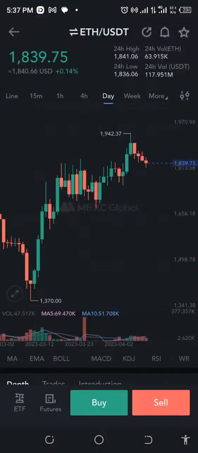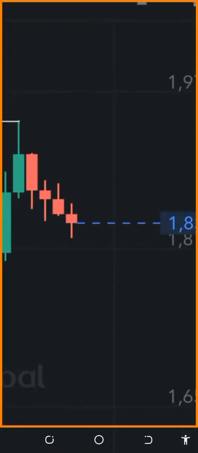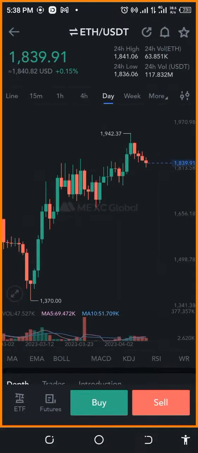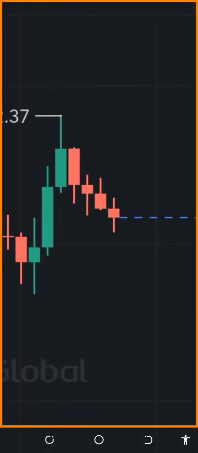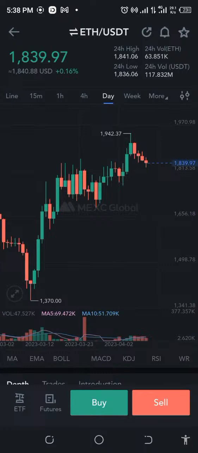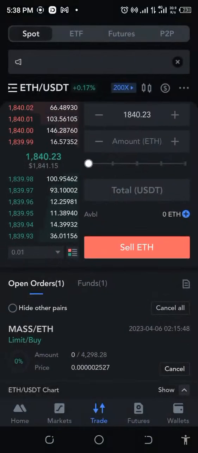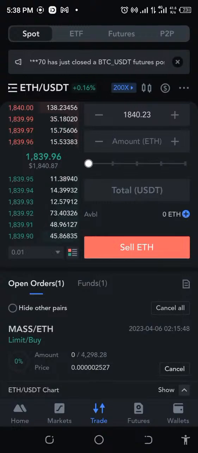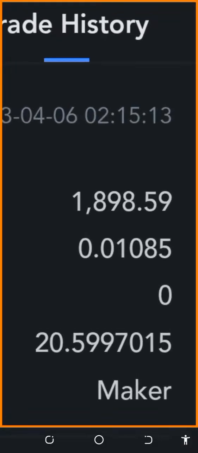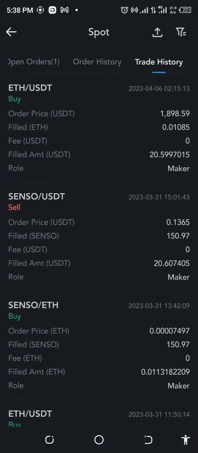See you shortly. Okay, all right, I'm back after 3 days, and it just seems like ETH decided to go down. As you can see here, this is the 1 day chart, and you can see that for the past 3 days ETH has been going down, right? Because I bought ETH for 1,898, almost like 1,899, as you can see here. So right now the value of ETH has gone down.